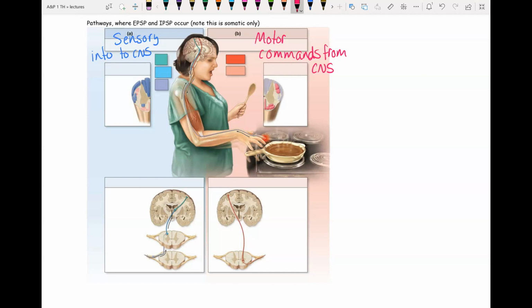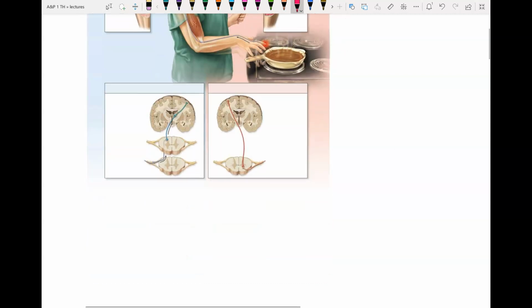And we're going to go through this scenario. We're going to use this example of this woman touches a hot pan. She feels that she touches the hot pan, and then she contracts her muscle to pull her hand away from it. With the sensory, it takes 3 neurons to get this message from her finger to the brain.